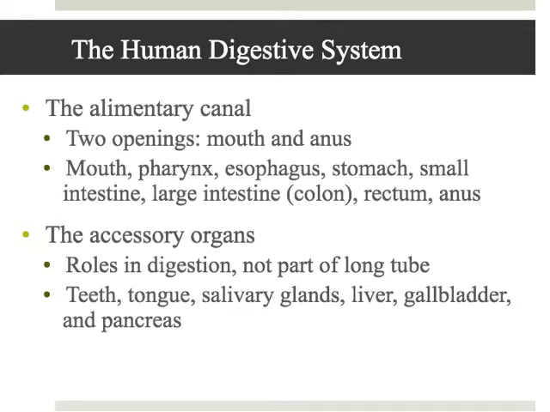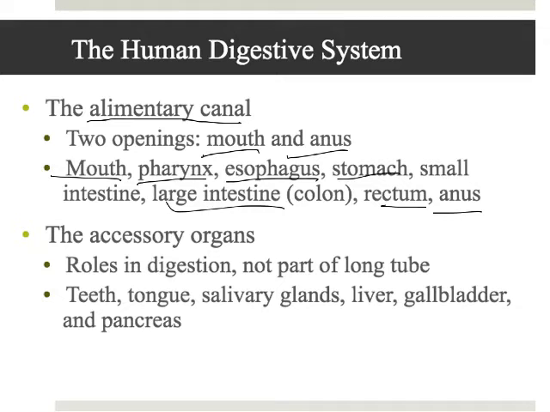So the main part and tube of the digestive system is called the alimentary canal. You can think of this as the big tube that runs from your mouth to your anus, okay? And it's made of the mouth, the pharynx, the esophagus, the stomach, the small intestine, the large intestine, the rectum, and the anus, okay? So that's the main canal that runs down the center of the body, the main tube.